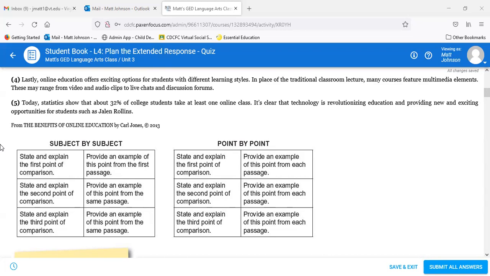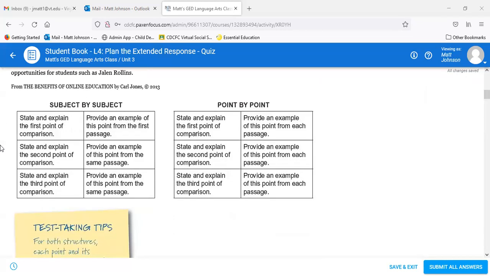So I am more of a point by point person. I know it says point by point is better for longer essays. However, I think that it is easier to organize with point by point than it is subject by subject, because you discuss both before moving on and coming back to it.